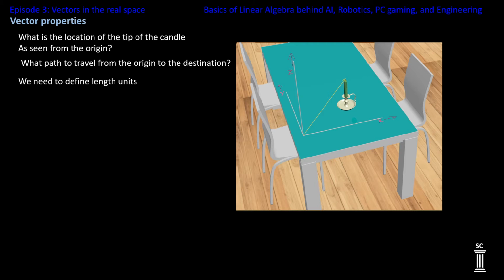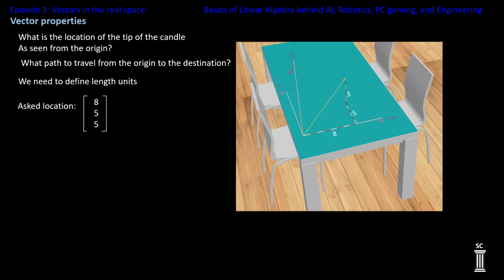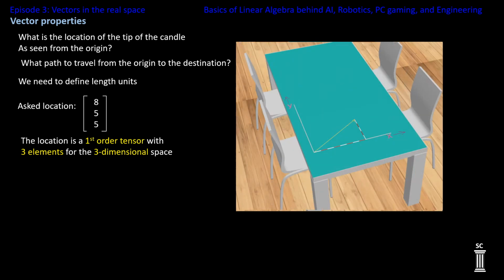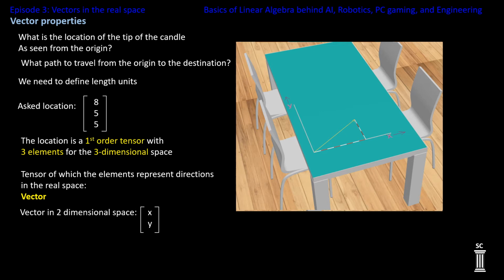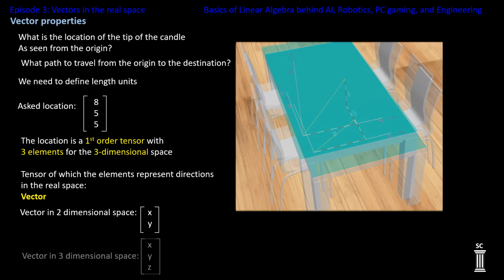So, here are the units that I've chosen. And in my units, the location of the tip of the candle is 8, 5, 5. This is a first order tensor with 3 elements, because we live in a 3-dimensional world. Does it have to be 3? Well, no. If you work on a flat surface, then there is no z-axis, so there are only 2 elements. This type of tensors we'll call from now on vectors. We can have a vector in a 2-dimensional space or in a 3-dimensional space.